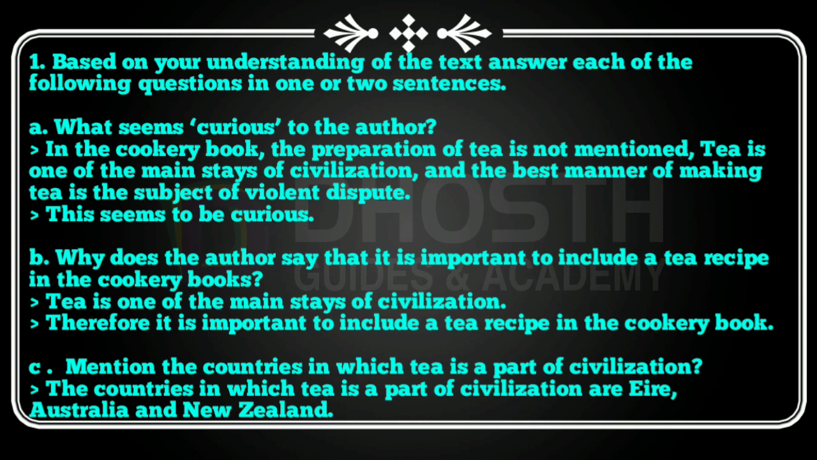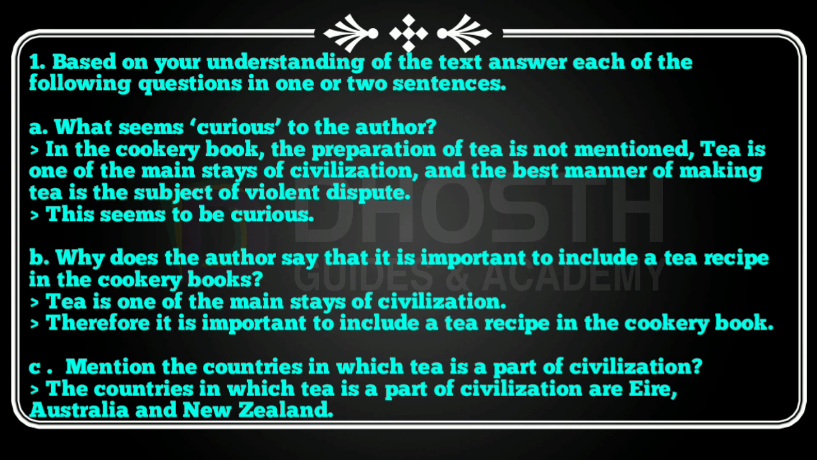Based on your understanding of the text, answer each of the following questions in one or two sentences. What seems curious to the author? In the cookery book, the preparation of tea is not mentioned. Tea is one of the mainstays of civilization, and the best manner of making tea is the subject of violent dispute. This seems to be curious.